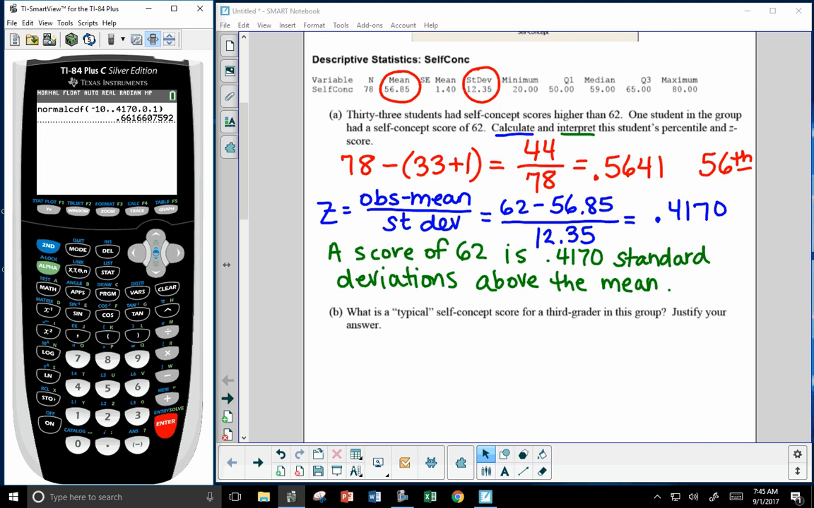Okay, part B, what is a typical self-concept score for a third grader in this group, and justify your answer. For this problem, we would pick, oh, sorry guys, see if I can put that back aligned up. Scrolling in the wrong spot.